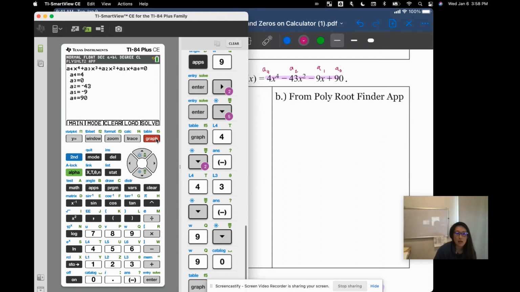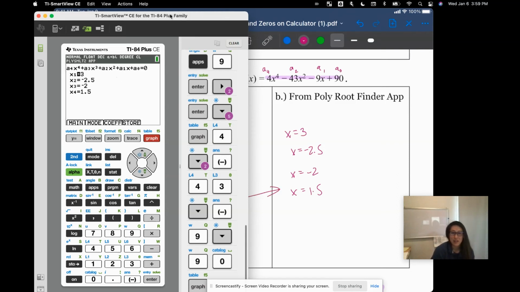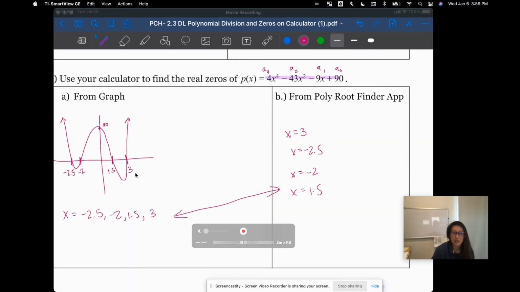Then I press solve, and it tells me, hey look, your roots are x equals 3, x equals negative 2.5, x equals negative 2, and x equals 1.5. Look, matchy matchy. So these are just two different ways that you can solve for the x-intercepts on your calculator. All right.